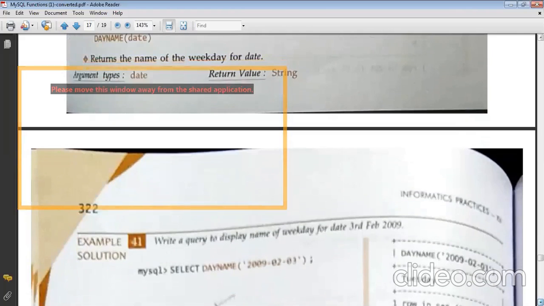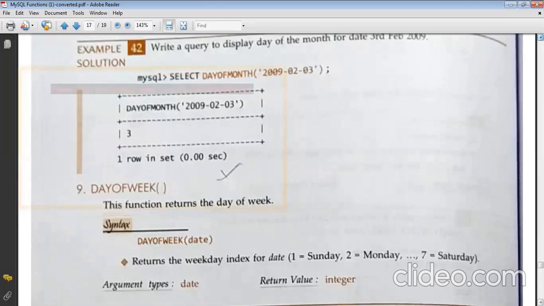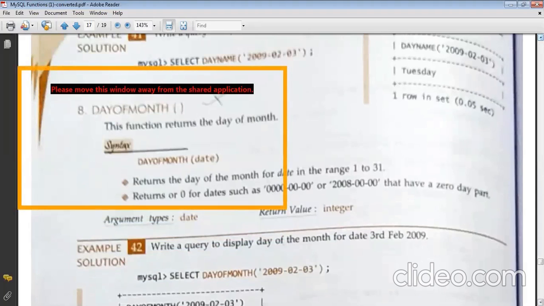I hope there would be no doubt in this, because the ones which are crossed are not in your syllabus. So this day of month is not in your syllabus, but even though, if it is asked which day of month is there in the given date, you can just use day of month, because the query will also be given like this only. You can see the question itself: display day of the month. It is clearly saying that they want the day of the month, so just put day of month as a function over there.